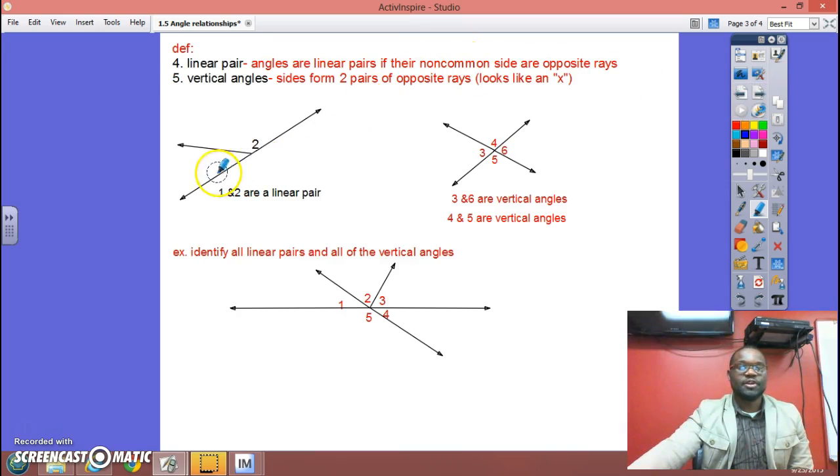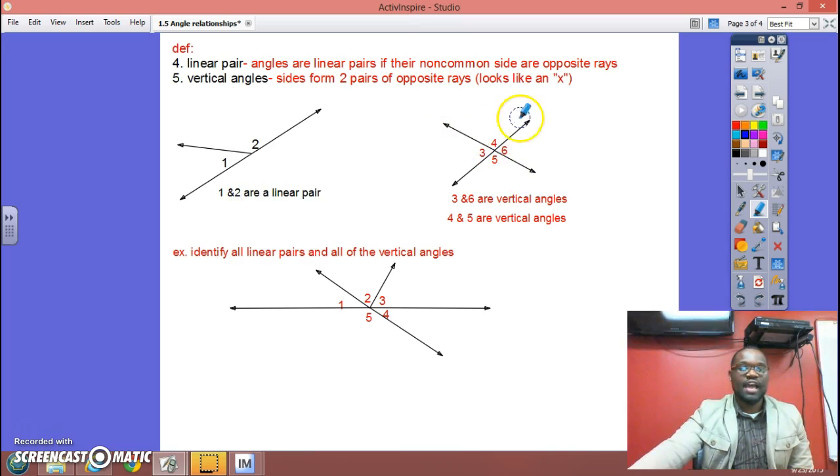Next, we talked about linear pair. Basically, they make a line, a straight line, two angles that add up, and it has to be 2. Okay? It says their non-common side are opposite rays. So this is the common side that they have in common. These are the opposite sides, the non-common sides, and they're opposite rays.